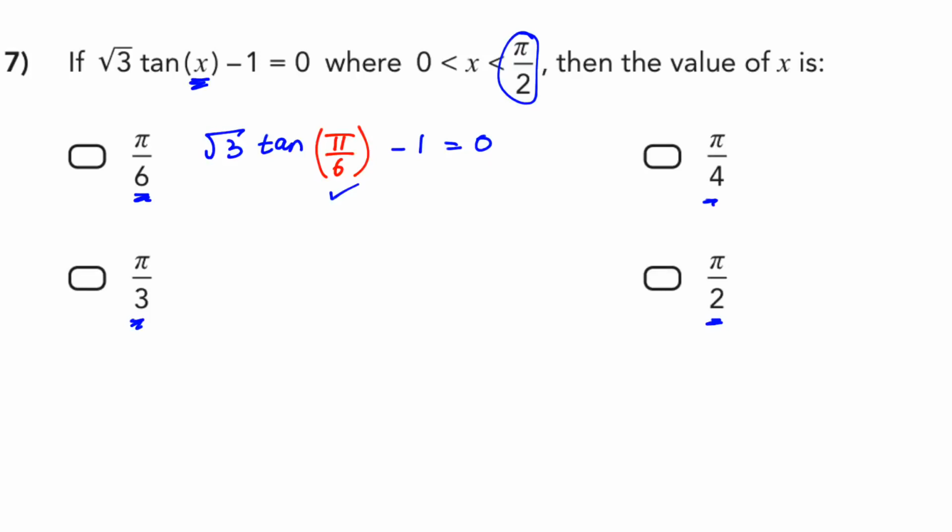If you don't get a 0, then you need to try another one. But here you will get the answer pi over 6. That's the correct answer.